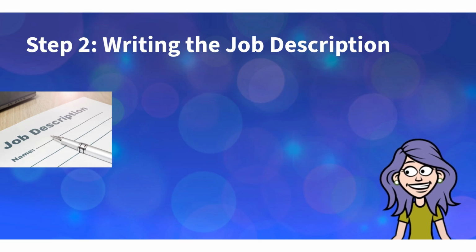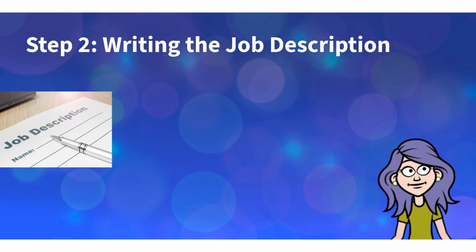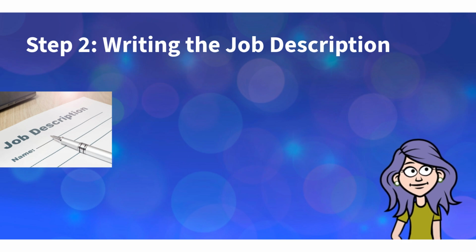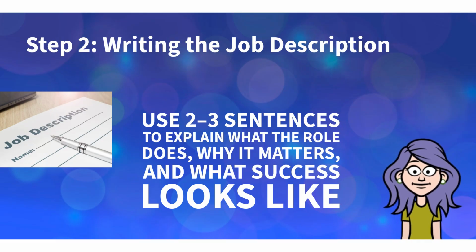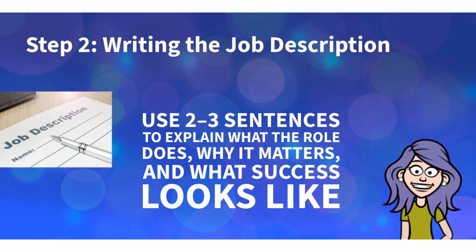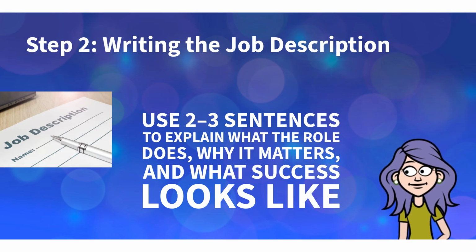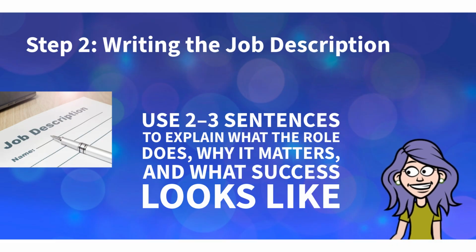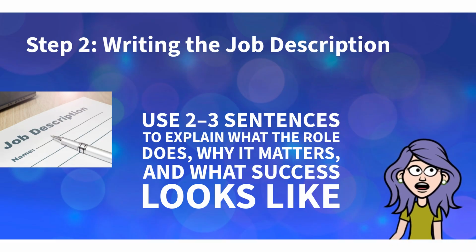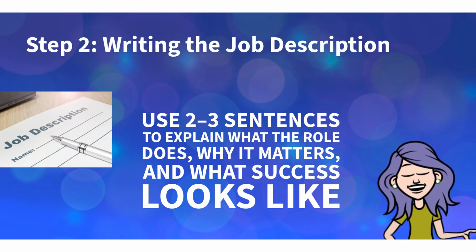Next, you will want to craft a strong, inclusive summary. Use 2 to 3 sentences to explain what the role does, why it matters, and what success looks like. This could be what the team does, who the role reports to, the purpose of the role. Use inclusive language. Avoid jargon or terms like young, energetic, or anything that hints at bias.